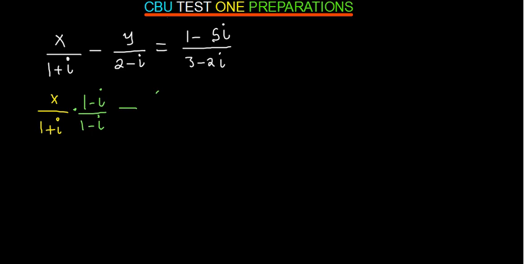You have got y on top divided by 2 minus i. Also conjugate it. You look at the denominator, I've got 2 minus i. So change the sign of the imaginary number. That is going to be 2 plus i. Also down by 2 plus i. And that is going to be equal to 1 minus 5i divided by 3 minus 2i.